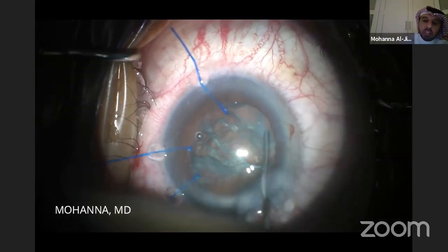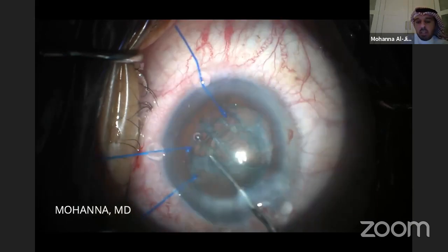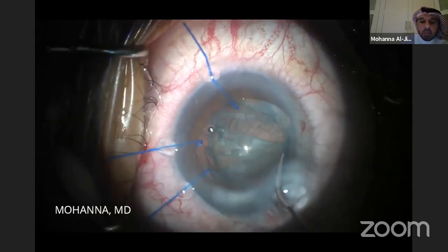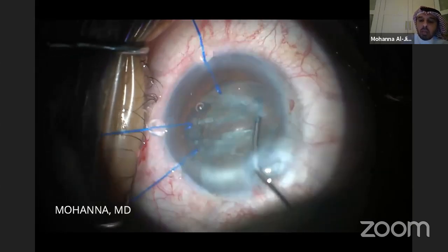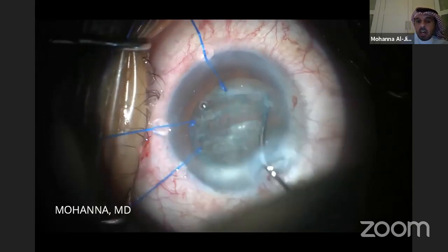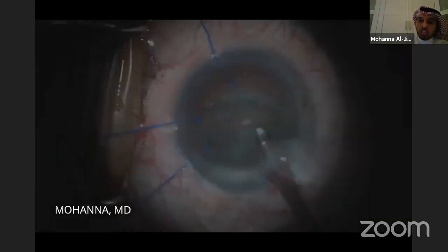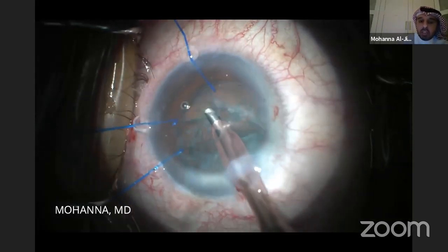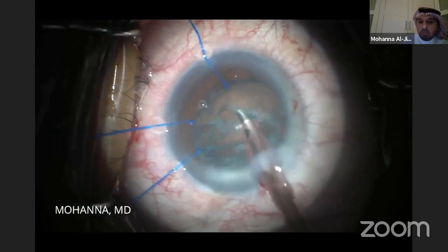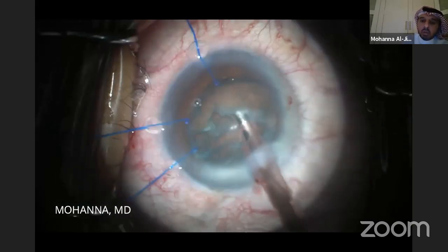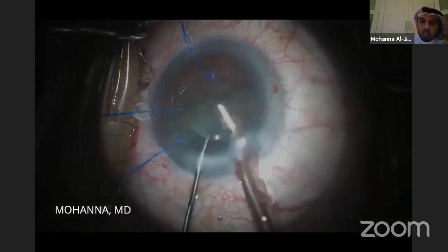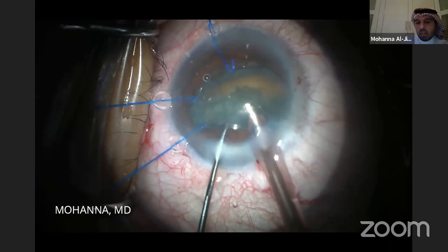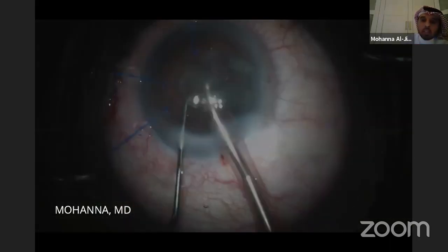Viscodissection helped me a lot, separating the lens nucleus and cortex from the compromised capsule and bag, and made the manipulation inside the bag much easier. And here, if you can see, the rotation of the lens was less traumatic after the viscodissection. Now I can manipulate the lens from the bag into the anterior chamber, away from the area of the weak zonule.